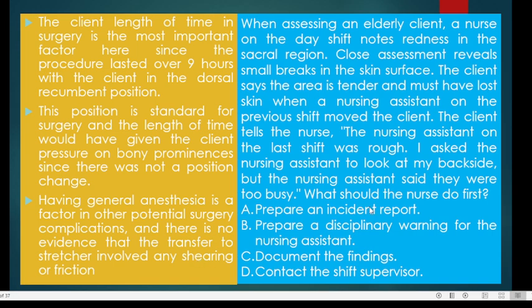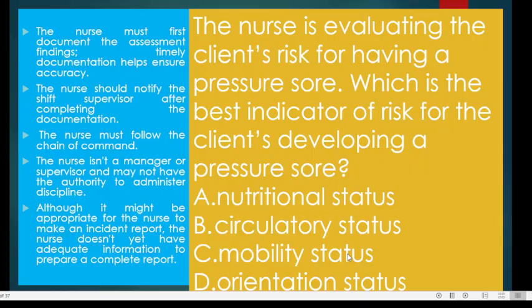Prepare an incident report, record a disciplinary warning for the nursing assistant, document the findings, contact the shift supervisor. Great, guys. The best answer is document the findings.